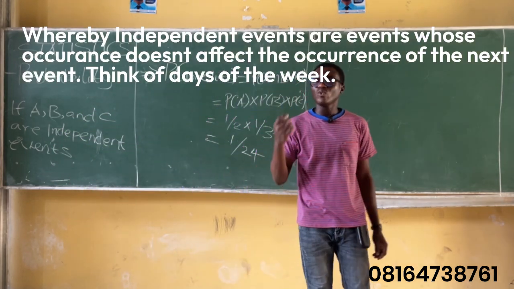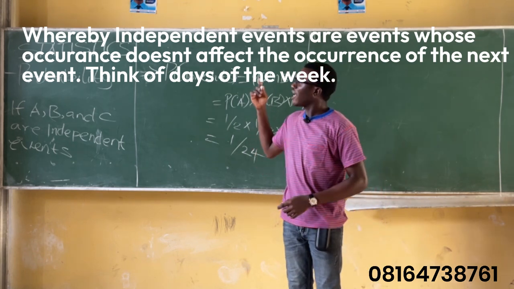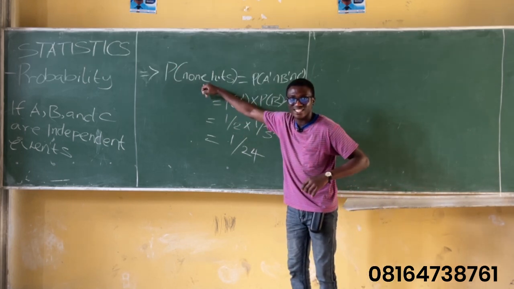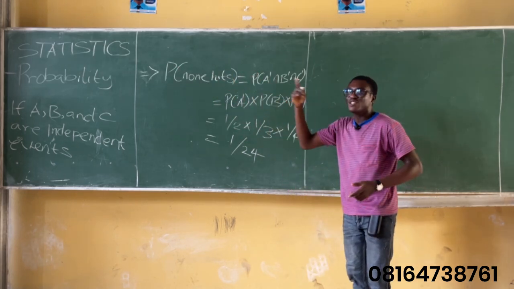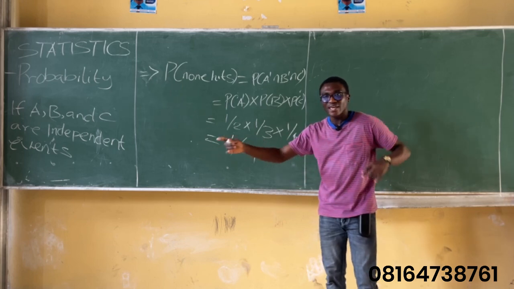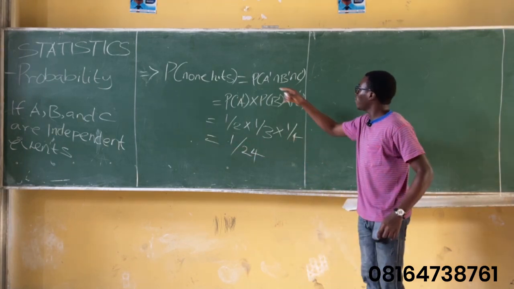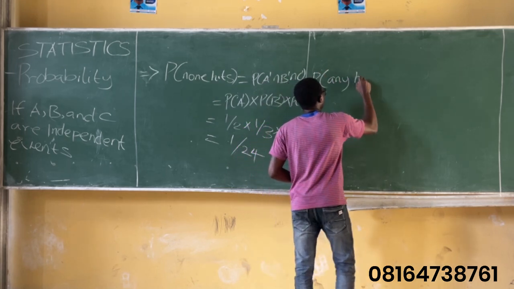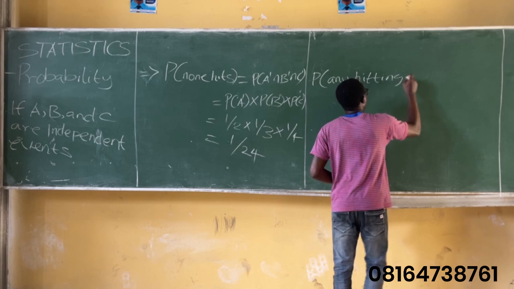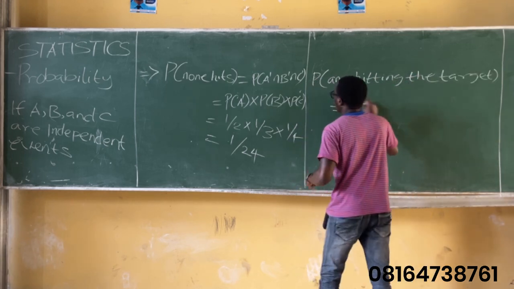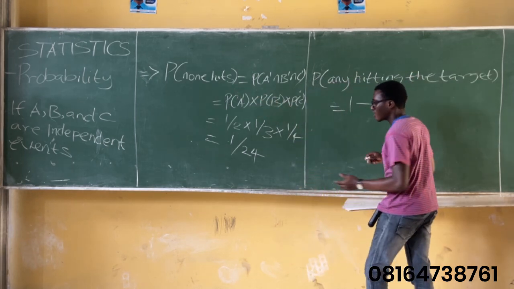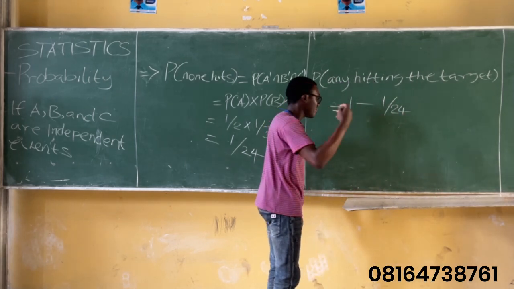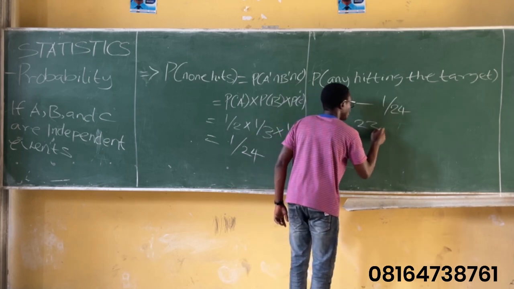But recall, what we are looking for is the probability that any of them hits the target. Now, since we found the probability that none hits the target, we simply find the complement in order to get the probability of any one of them hitting the target. So we can say that the probability of any hitting the target is equal to 1 minus the probability that none hits the target, which is 1 over 24. Therefore, the probability that any of them hits the target is equal to 23 over 24.